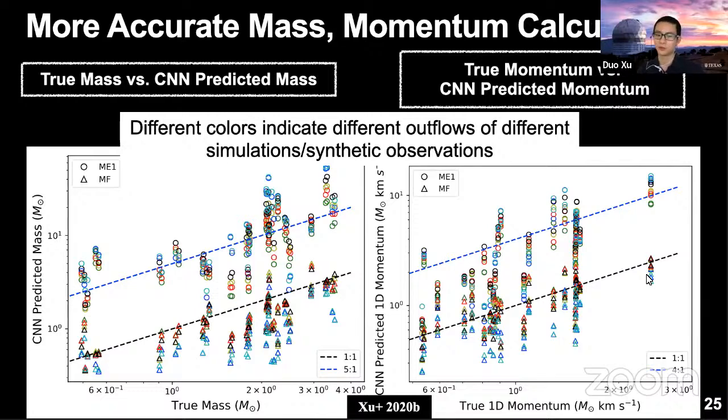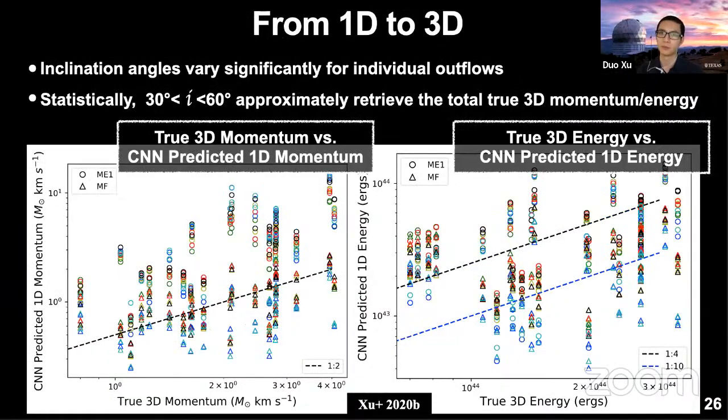Similarly, we could retrieve the one-dimensional momentum. Since we only know the line-of-sight momentum, if we want to derive the three-dimensional momentum from the one-dimensional momentum, we need to assume an inclination angle of an outflow and conduct a correction. However, there is no constant correction factor for individual outflows, because different outflows have different orientations. That's just naturally distributed.